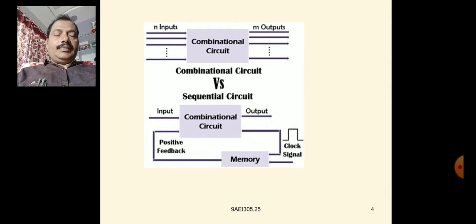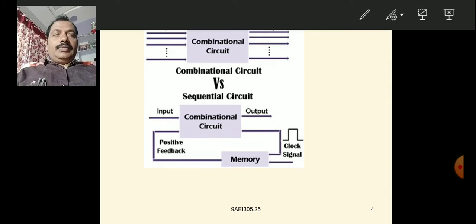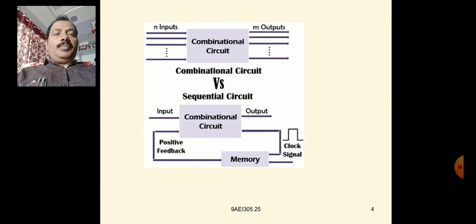Here in this, observe, the top diagram is the combinational circuit. It has n number of inputs and it has m number of outputs. That is the combinational circuit. That means output depends upon inputs only.